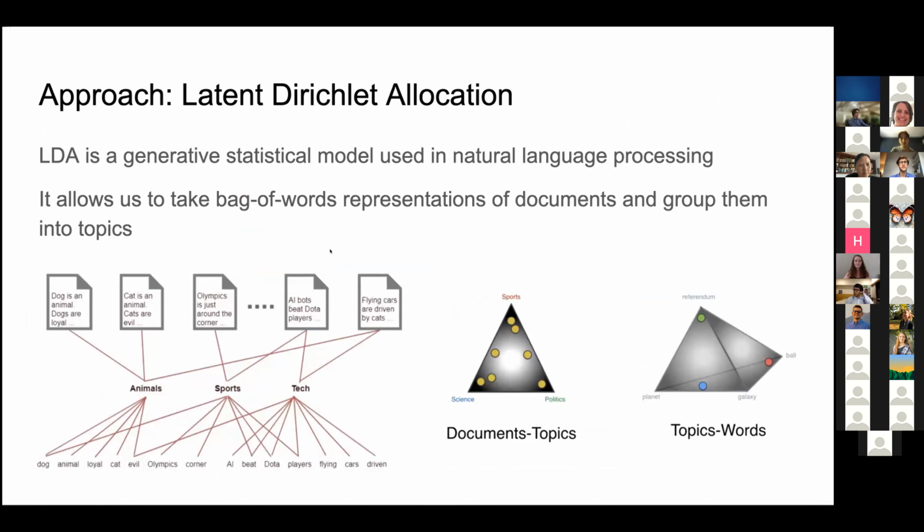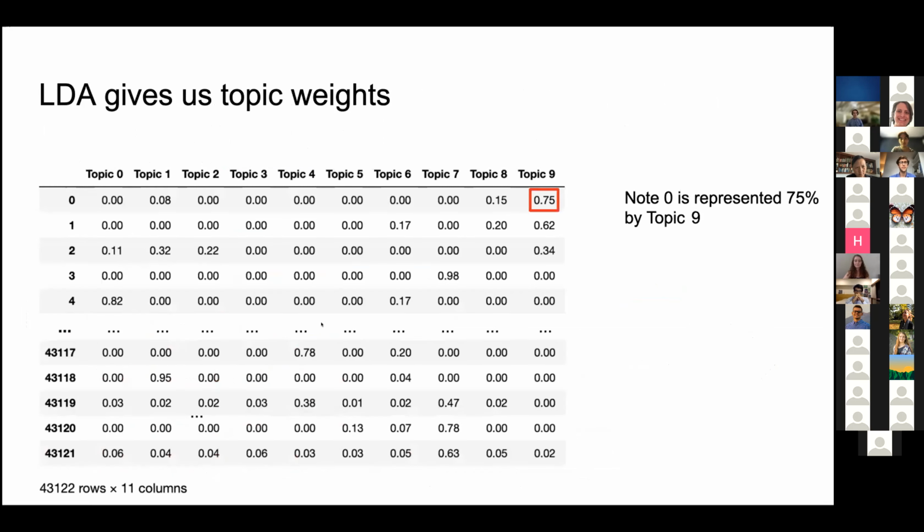Our approach was to use Latent Dirichlet Allocation, a generative statistical model, to take bag of words representations of the patient notes and group them into abstract topics. For each topic, we get the words or concepts associated most heavily with it. We also get a representation of each note as a percentage of each of the newly defined topics. For example, here you can see that patient note 0 is represented 75% by topic 9.